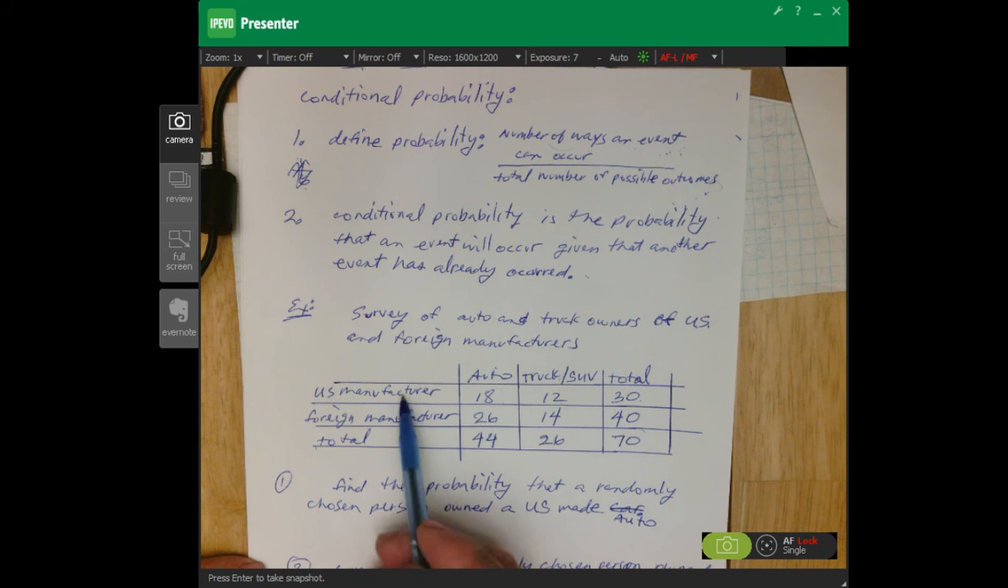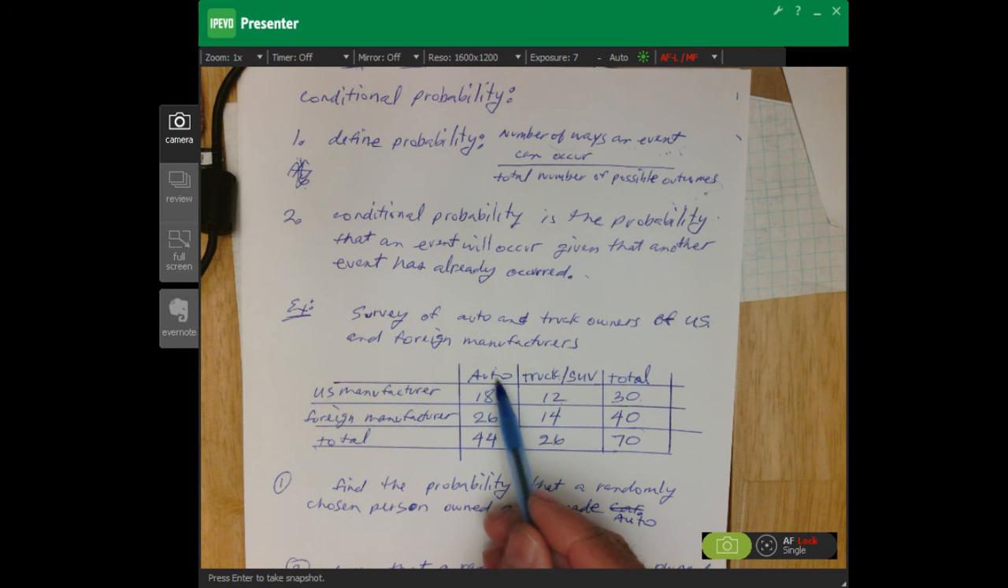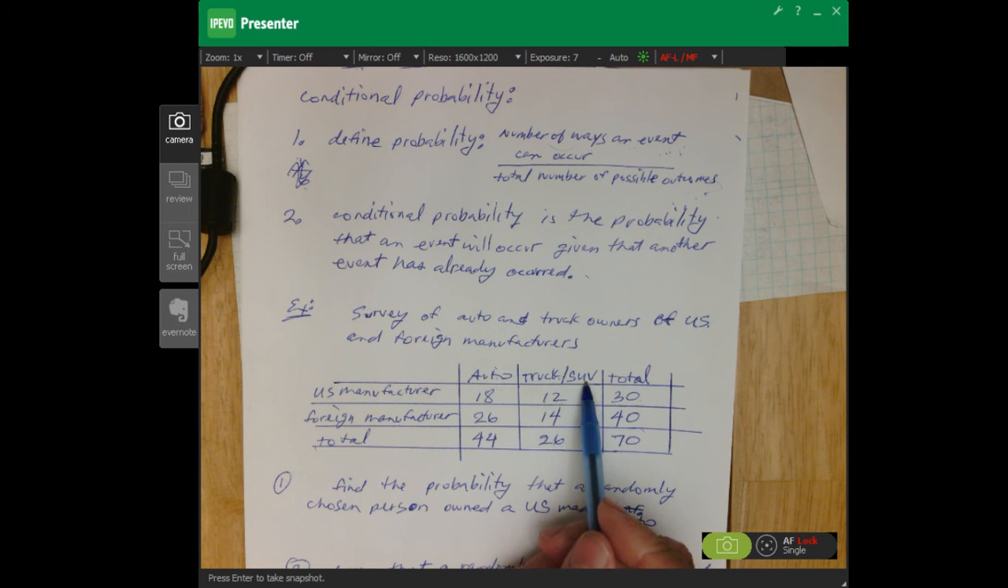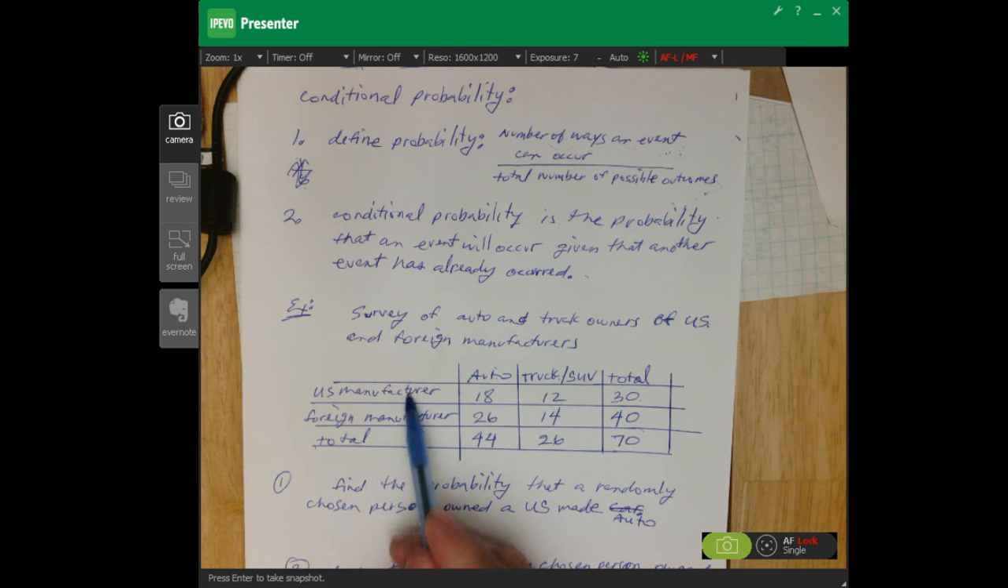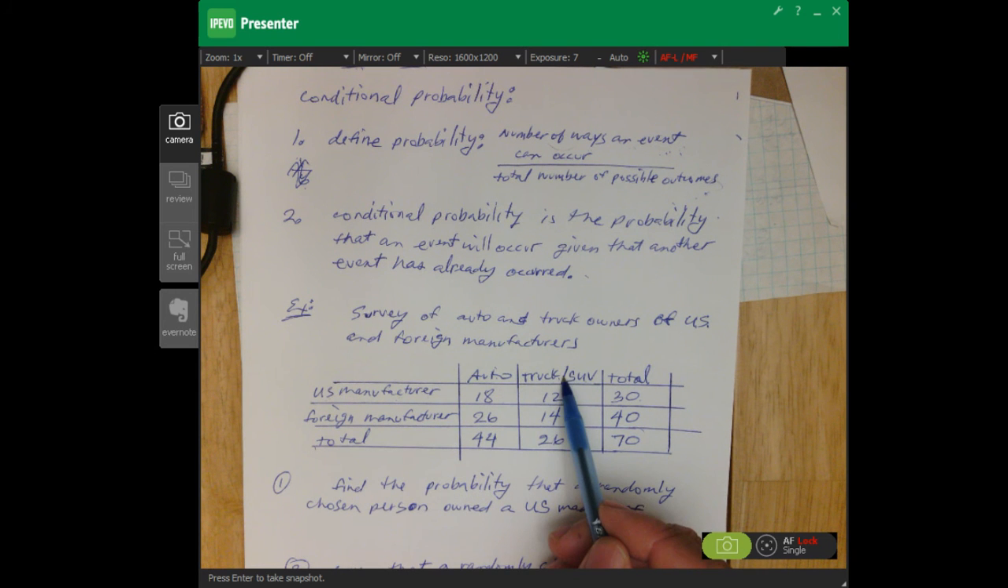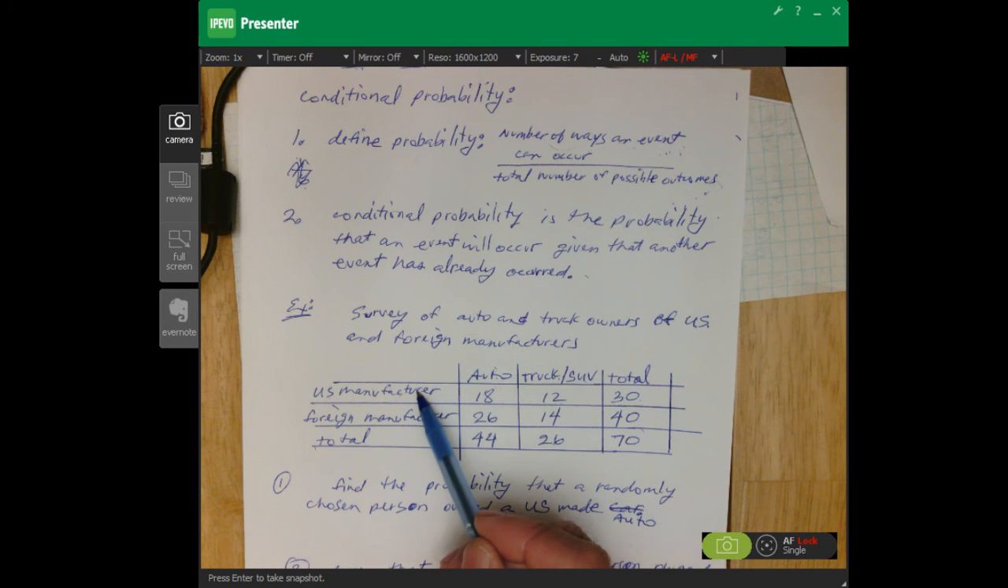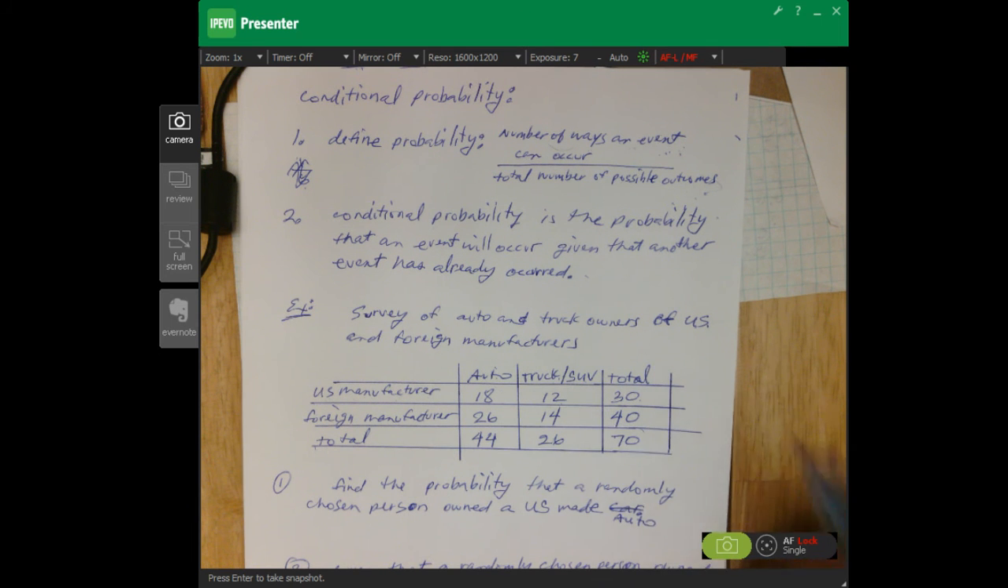It's a different type. Now we're going by manufacturers, so Ford, Chevy, Dodge, Cadillac would be U.S. manufacturers. Foreign manufacturers might be BMW in Germany, or Toyota or something like that. So each one of these is an event. It could be an automobile, a truck or an SUV, U.S. manufacturer, and foreign manufacturer. Each person that we talk to is going to have an automobile or a truck, and it will be from a U.S. manufacturer or a foreign manufacturer. So 2 events will occur for each person.